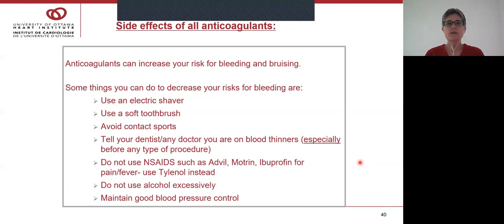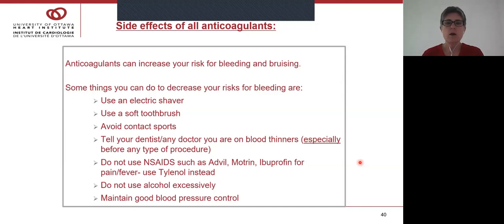So obviously, the side effects of all anticoagulants can be increased bleeding and bruising. Some common sense things: use an electric razor, a soft toothbrush, avoid contact sports or anything where you might take a blow to your head. It's important that you let any doctor or dentist know that you're on blood thinners, especially before a procedure. It's also important that you not stop your medication without an okay from the doctor that prescribed your blood thinner.